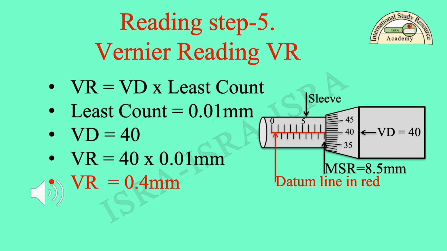Reading Step 5. Vernier reading VR. VR is equal to VD times least count. Least count is equal to 0.01 millimeter. VD is equal to 40. VR is equal to 40 times 0.01 millimeter. Therefore, vernier reading VR is equal to 0.4 millimeter.